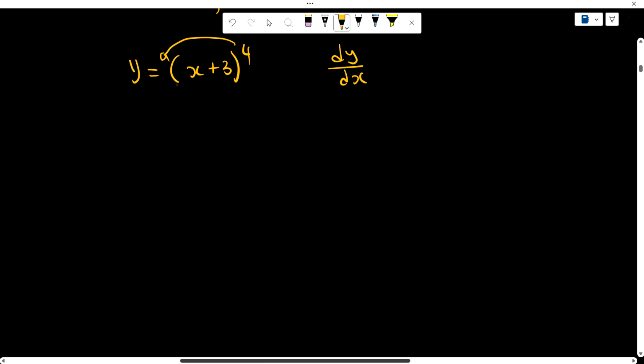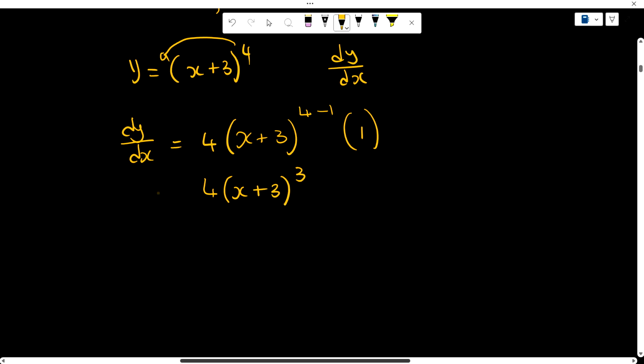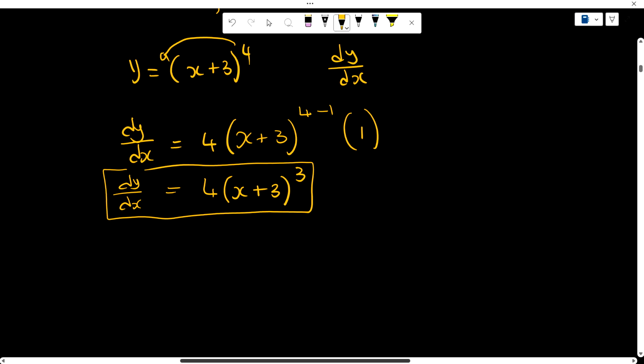We're gonna bring the 4 up front. Therefore dy/dx is equal to 4 times, we leave what's inside as is, x plus 3 raised to the power 4 minus 1, and then times the derivative of what's inside. So the derivative of this one here, you're going to use the power rule, which is 1, and then just simplify this one further. You have x plus 3 raised to the power 3. So there, that is my dy/dx, right? That is my dy/dx.